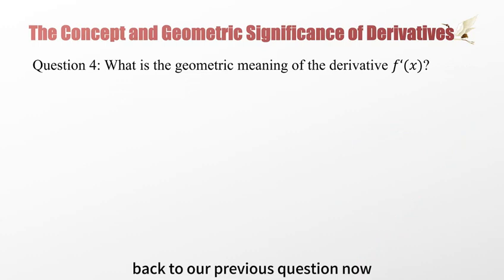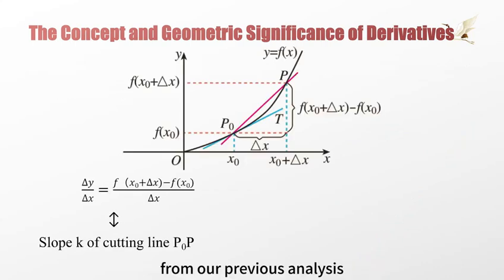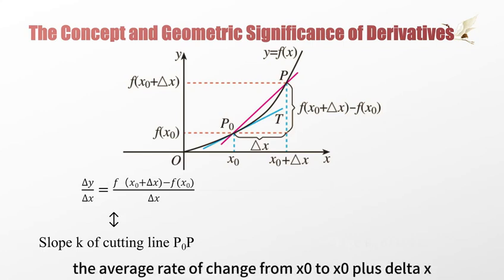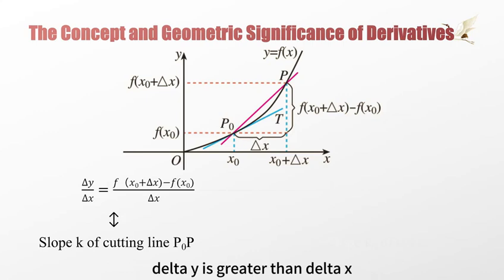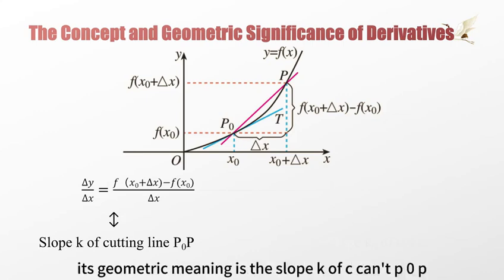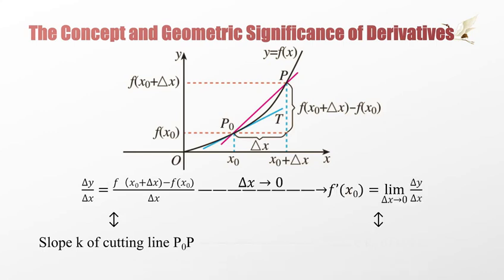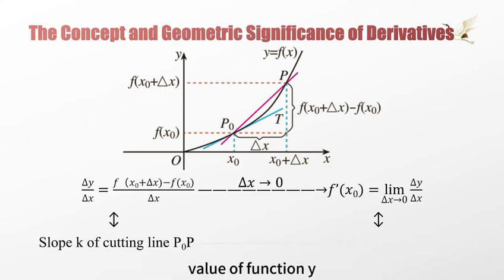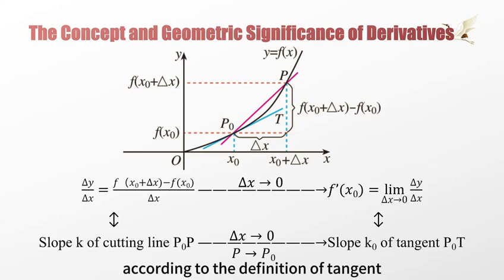Back to our previous question, now can you tell us what the geometric meaning of derivative is? From our previous analysis, we can see that for the function y equals f(x), the average rate of change from x0 to x0 plus delta x, delta y over delta x, has the geometric meaning of the slope k of secant P0P. On the one hand, according to the definition of derivative, when delta x is infinitely close to 0, the limit of the average rate of change is the derivative value of function y equals f(x) at x equals x0. On the other hand, according to the definition of tangent, when delta x infinitely approaches 0, point P infinitely approaches point P0 along the curve.